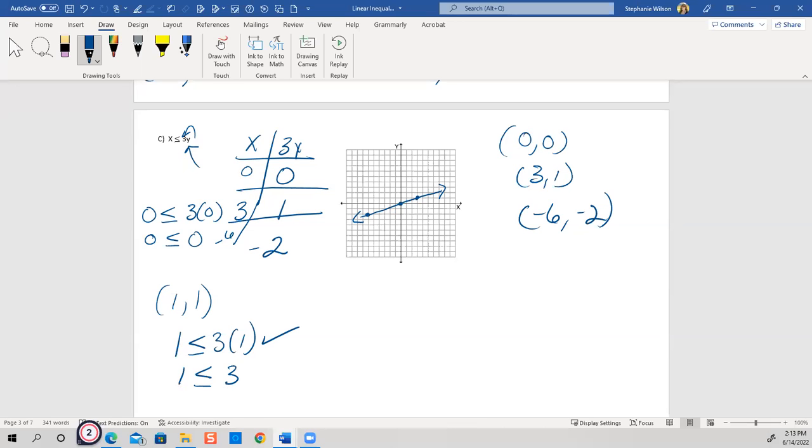I'm going to try one more point on this side just to make sure. So I see that I got 1, 3. Let's try 1, 3. So when I plug in 1 for x and 3 for y, I get 1 is less than or equal to 9. So yes, I would shade this part here.